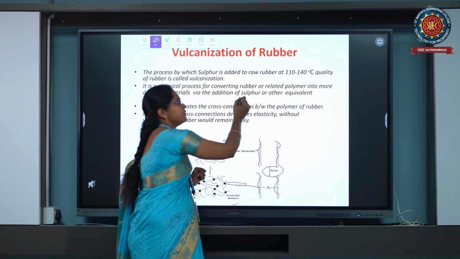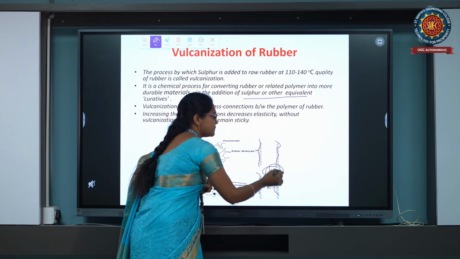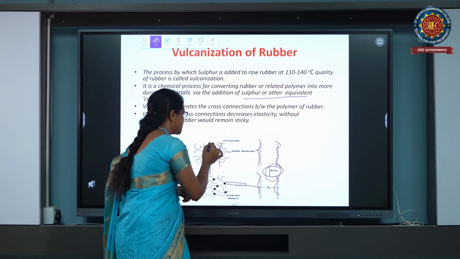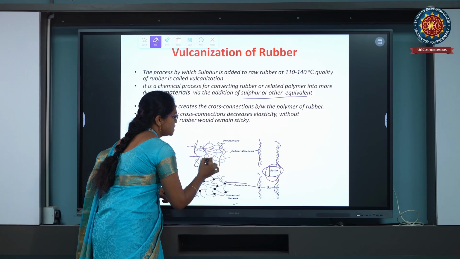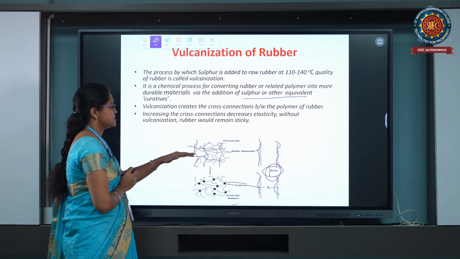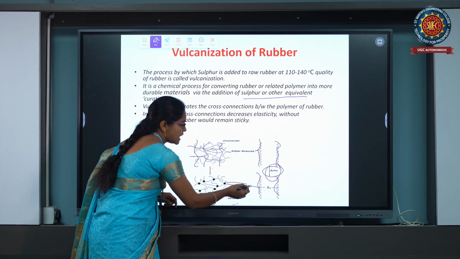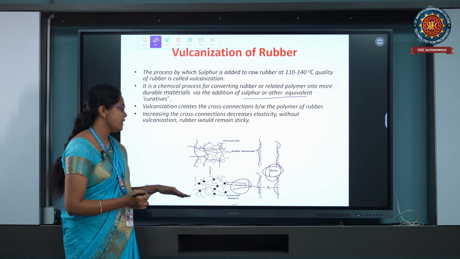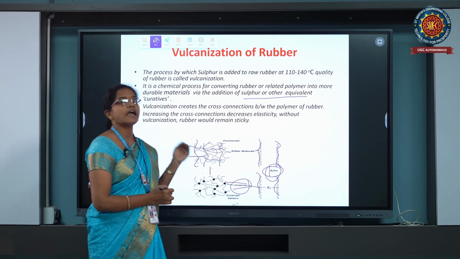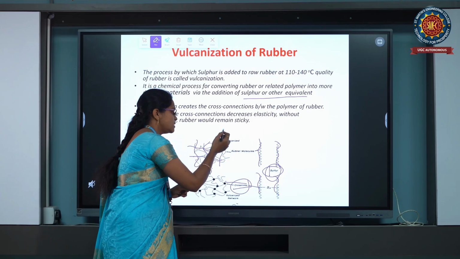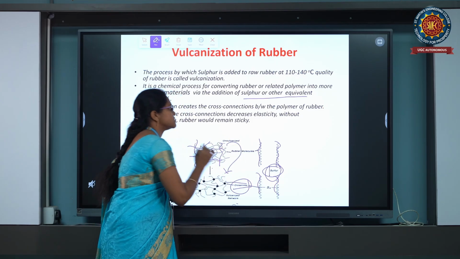Okay, in the presence of sulfur. Vulcanization means these bonds are formed. In vulcanized rubber, the cross-linkage bonds are high, and the net weight is high. The cross-linkage bonds are present in the vulcanization process only.